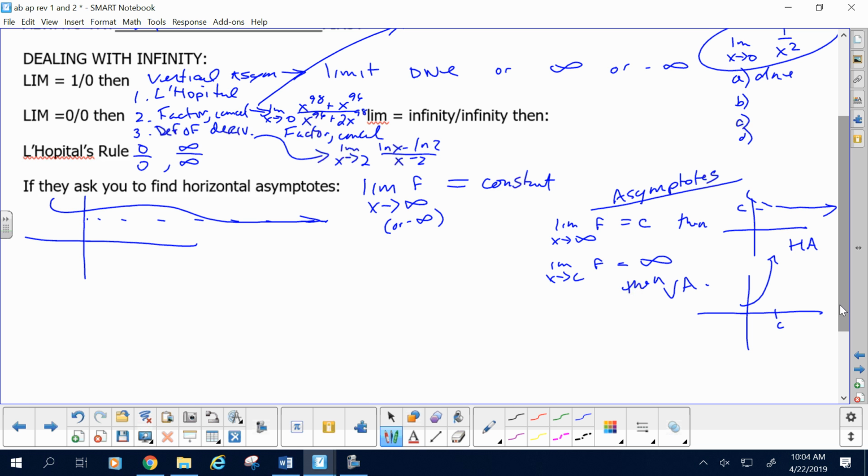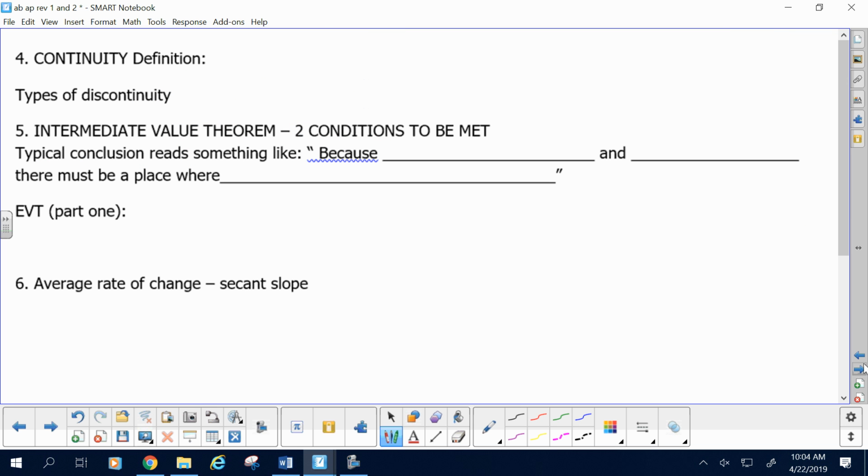Take time to ask questions for the AP test. All right, continuity. What's the definition of continuity? The limit as x goes to a constant from the left of some function.